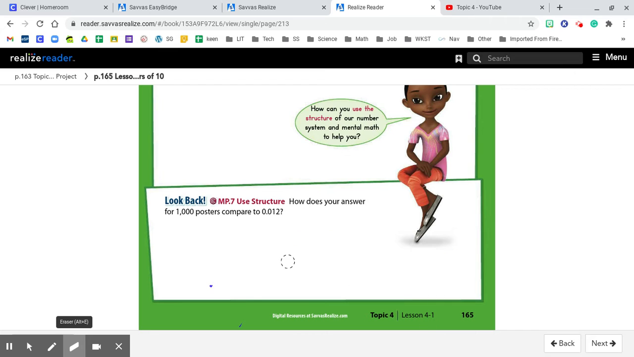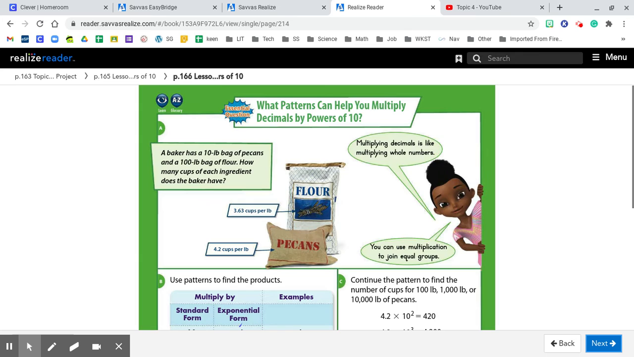So as we turn the page, now remember the next page is covered in the video. If you choose to watch the video that comes with Wonders, you can watch the video. What patterns can help you multiply decimals by powers of 10? So we already looked a little bit at the patterns. So let's see if we can apply it. A baker has a 10-pound bag of pecans and a 100-pound bag of flour. How many cups of each ingredient does the baker have?